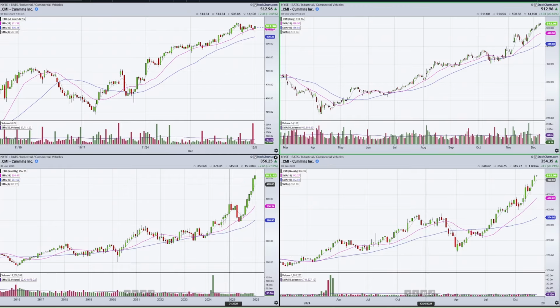Okay, I've got the chart of Cummins Inc., CMI, up, and then 4 charts, and they're laid out perfectly because we had a setup on the monthly chart and a trigger on the weekly chart, and then we had a setup on the daily chart and a trigger on the hourly. All right, so it worked out perfect. I'm going to use all 4 of these time frames.